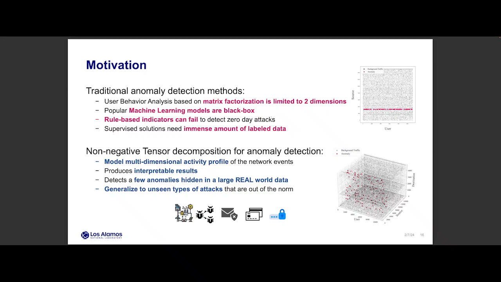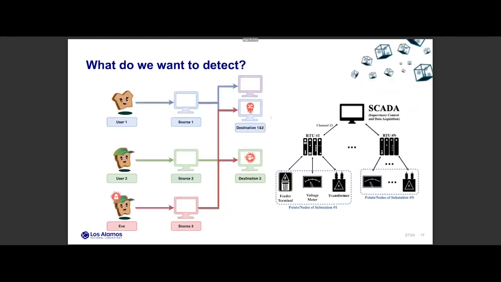So here, tensor decomposition is useful because we are capturing this multidimensional activity profile, and we can interpret the results. When we were talking about those latent rank 1 tensors, each rank 1 tensor might be representing an interpretable result, like the weekday activities that we talked about or weekend activities. And we are essentially looking for needles in a haystack, few anomalies hidden in really large data. And we apply it to many different areas. So what are we trying to detect here?